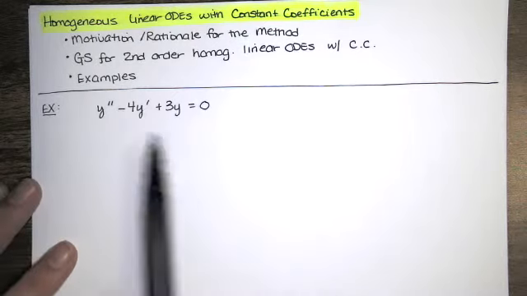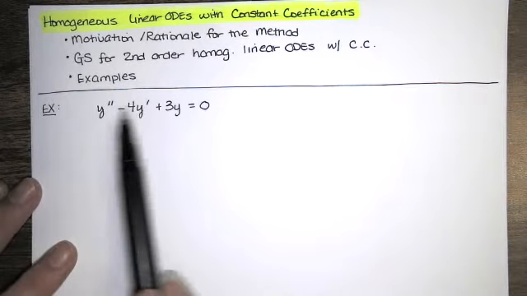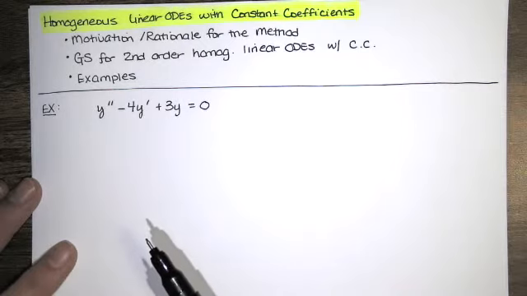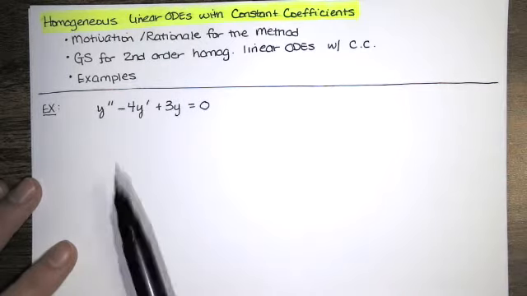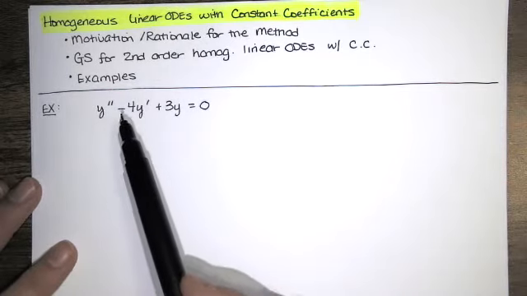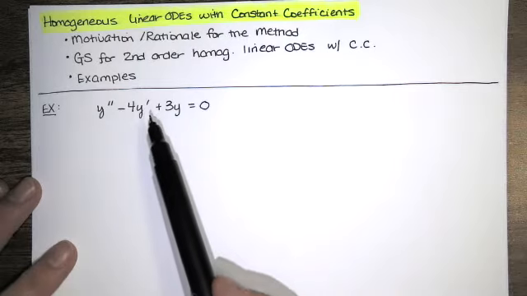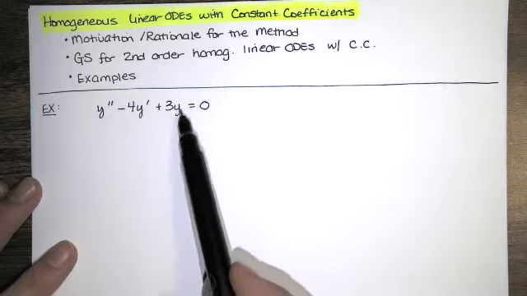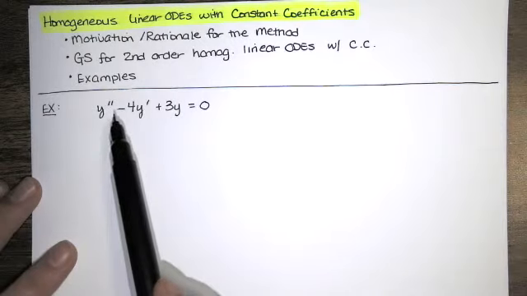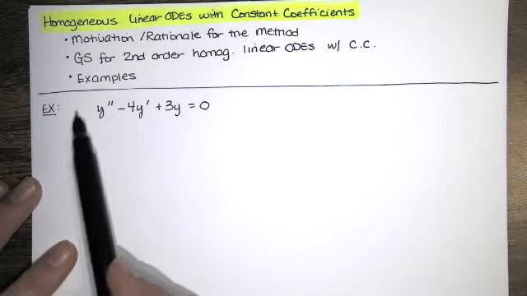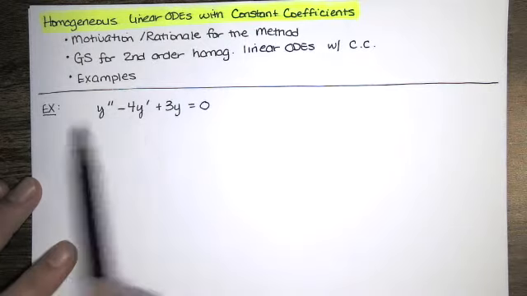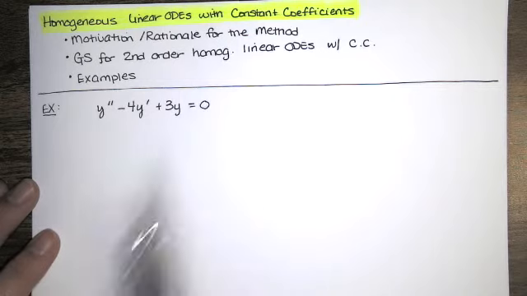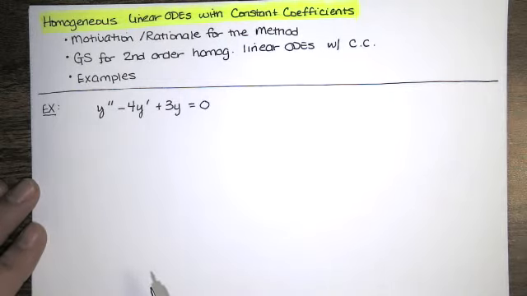And the question is, what kinds of functions might satisfy this equation? Or in other words, what type of function can you take the second derivative of, then subtract 4 times the first derivative, and then add 3 times the function itself, and then have all of those cancel out? So you've got basically all the same types of functions multiplied by constants and added together so that all of them cancel out and you get a 0.